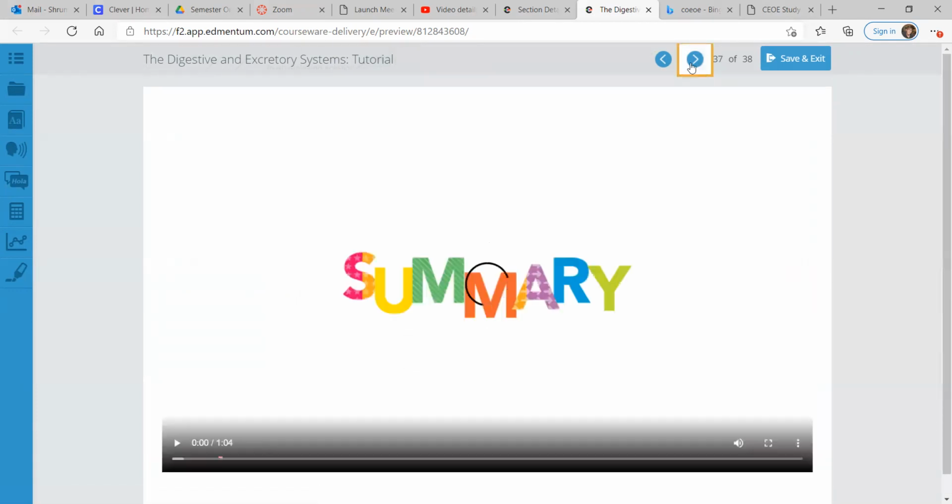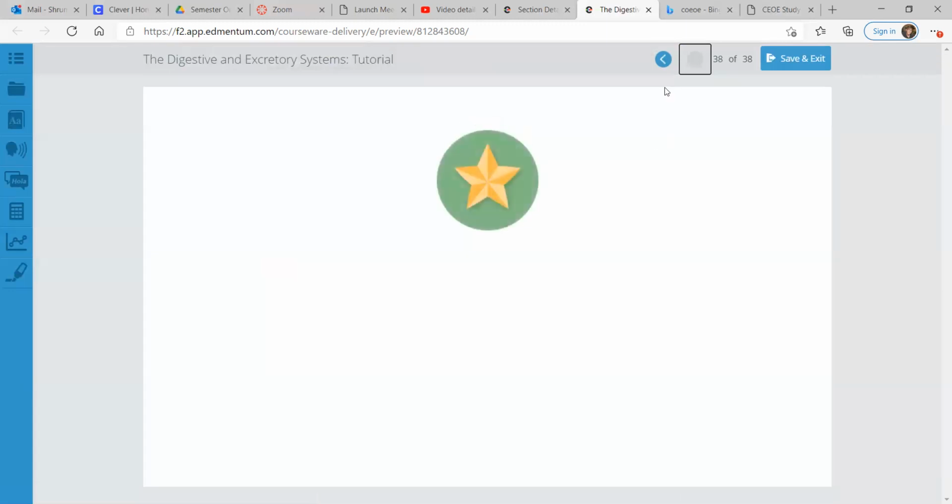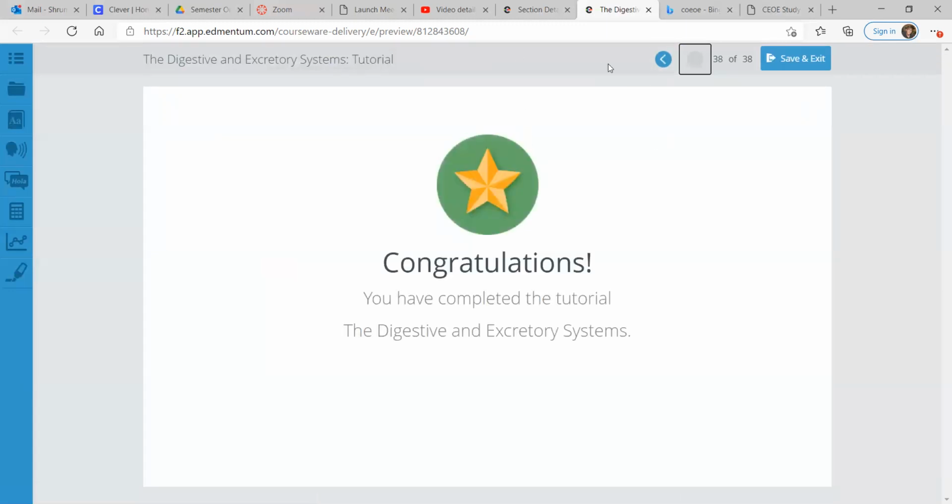And now we're on the summary, and that's it for the digestive and excretory systems.